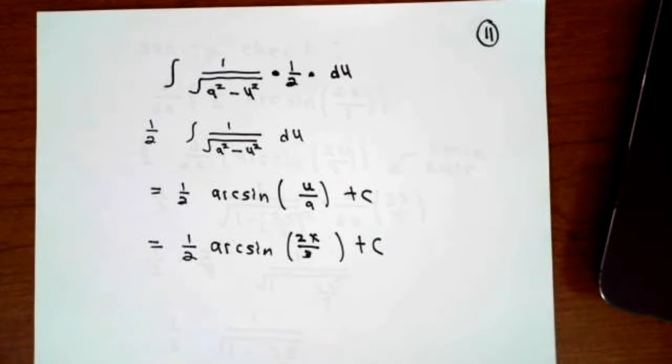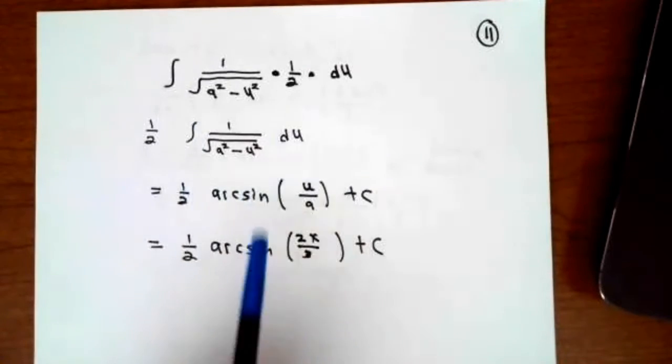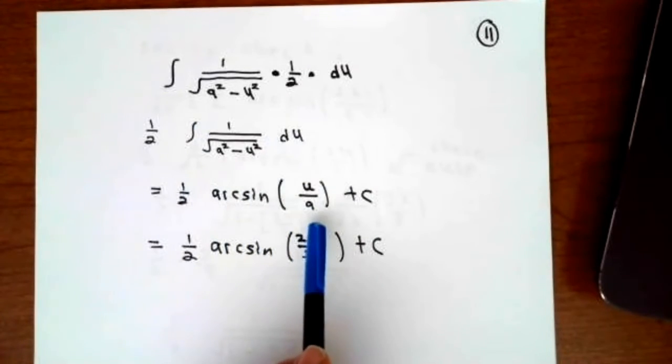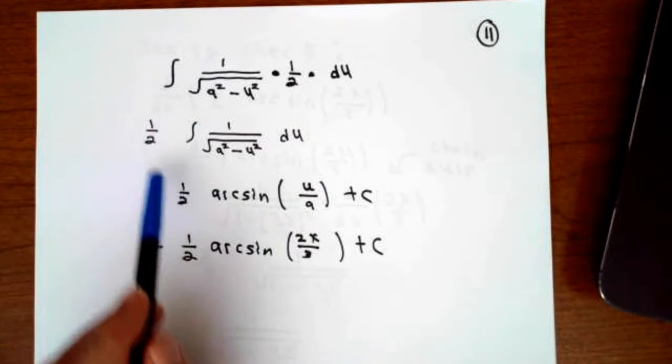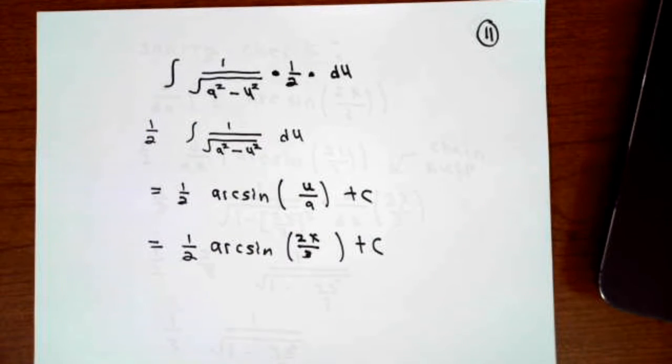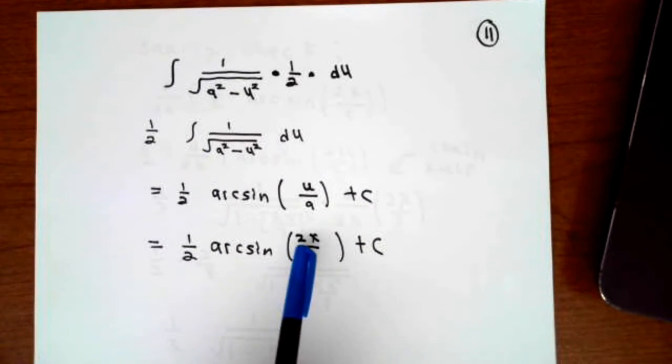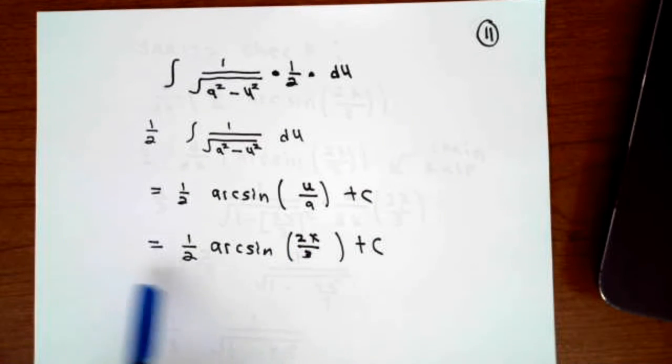This is number 18. This integral is the arcsine of u over a, and then I have to remember my 1/2. Later I'll add a constant to get all of these. The antiderivative that I'm looking for is 1/2 times arcsine of u over a. u was 2x and a was 3, so this is going to be my answer.